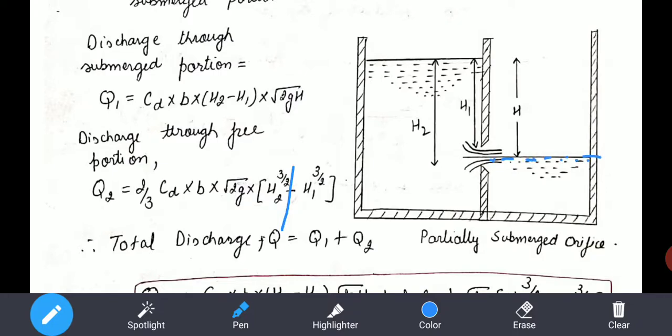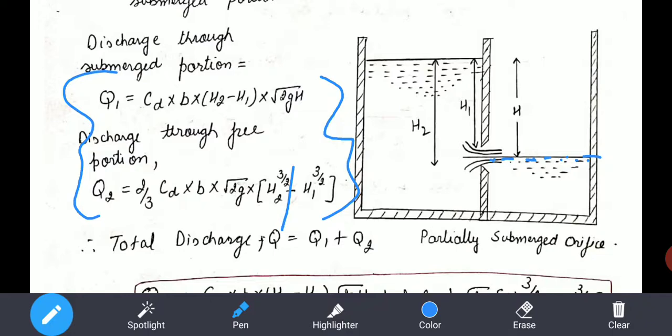So calculate the discharge in the same manner as in the previous case, that is the submerged case, and obtain the formula. If you have any doubt, try to solve it by yourself, it will help you a lot. In case you have any doubt, you can ask me.